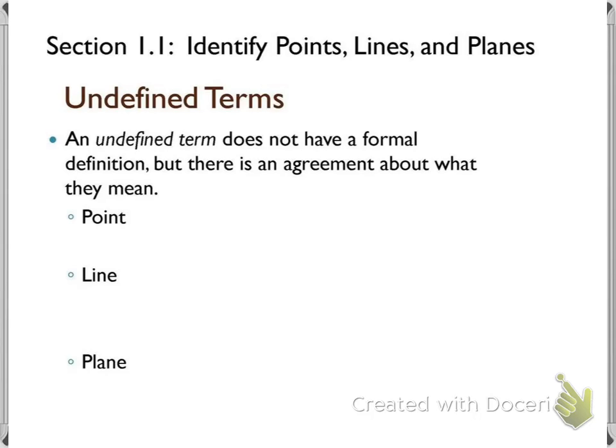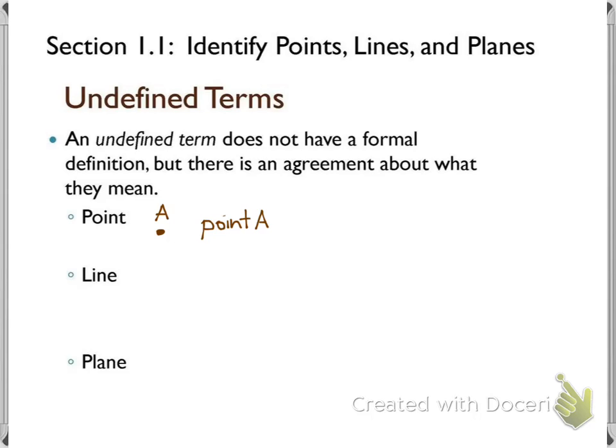Now a point has no dimension, and we are just going to represent it as a dot. Typically when we do a point, we do a capital letter with that, so I would say that is point A. Capital letter, if I had another point, I could have called it point B. Again, no dimension, it's just a point.